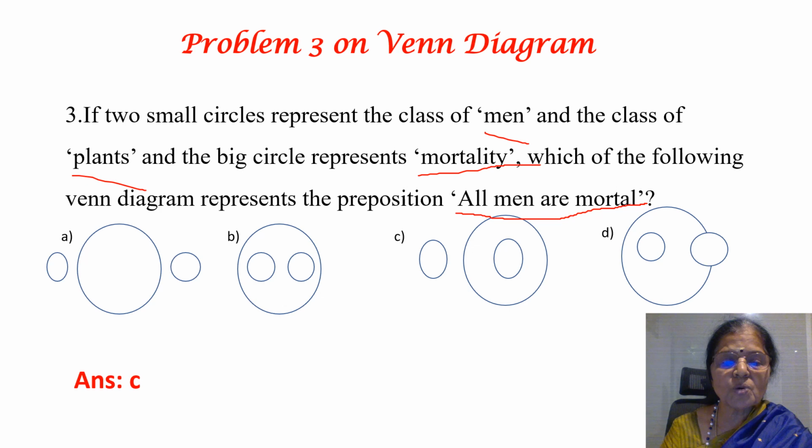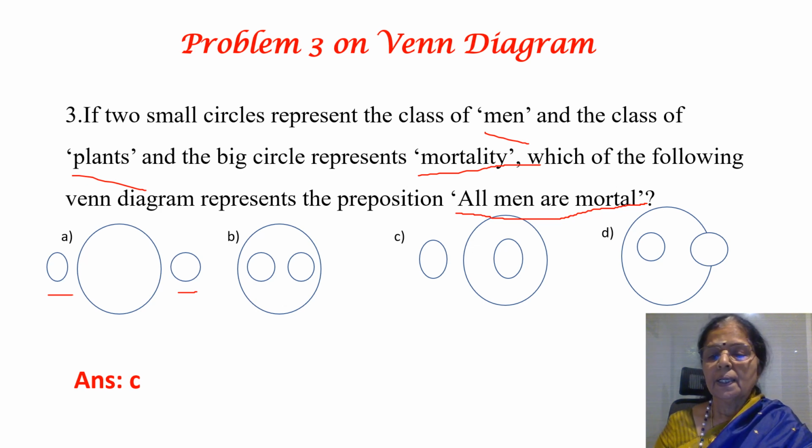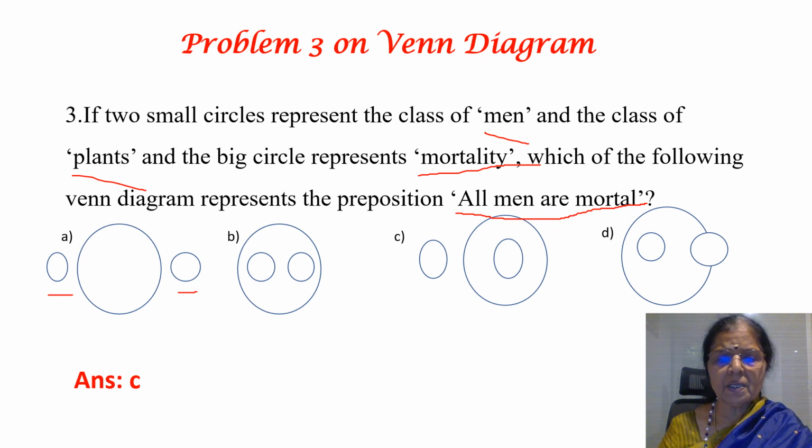It says the two smaller circles: one circle represents men, another smaller circle represents plants. The big circle represents mortality. Mortality means death. Now, which of the following diagrams? There are A, B, C, D, four Venn diagrams given, which represent correctly the proposition all men are mortal. So this one, what does it mean?